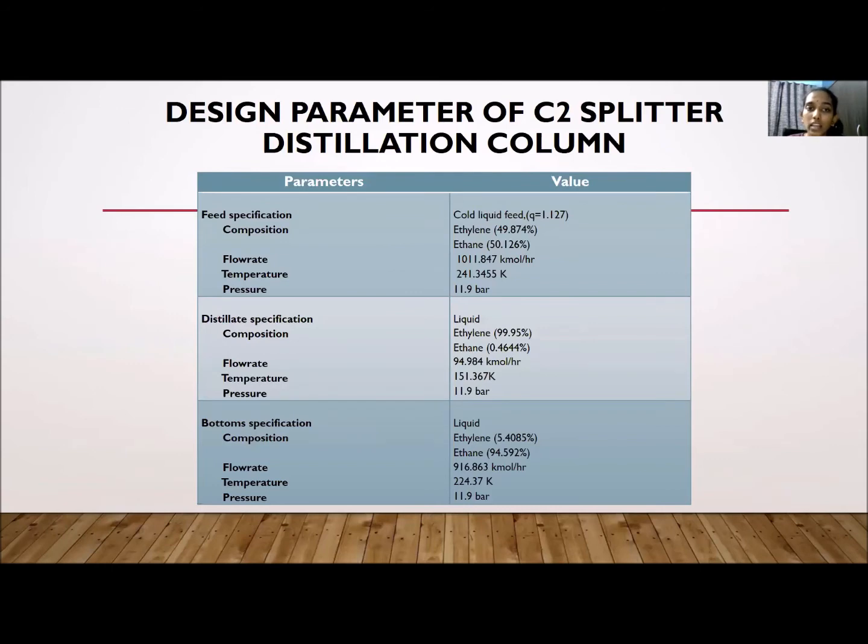And we have ethylene with a purity of 99.95% at the distillate, which is the product that we need, with a flow rate of 94.984 kilomole per hour. However, in the bottom stream, we have ethane mostly, with a purity of 94.592%.